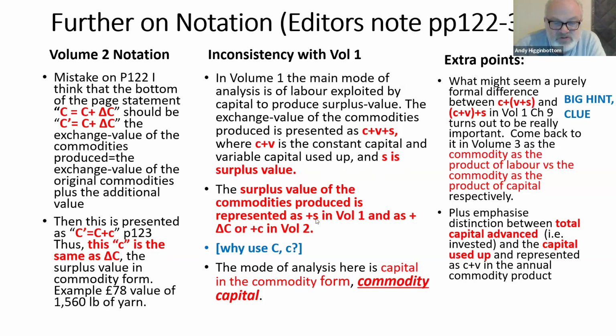Okay, and of course there is a reason that Marx would be minded to change notation. It's because he can then emphasize the change of form. But in the English translation, we've got two completely different uses of small c. In volume 2, when you see small c, you have to look at the context, but normally it means the surplus value that appears in commodity form.